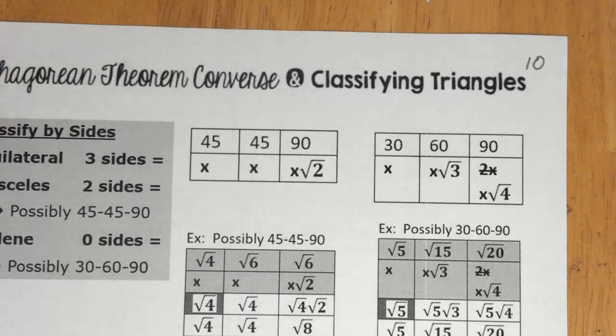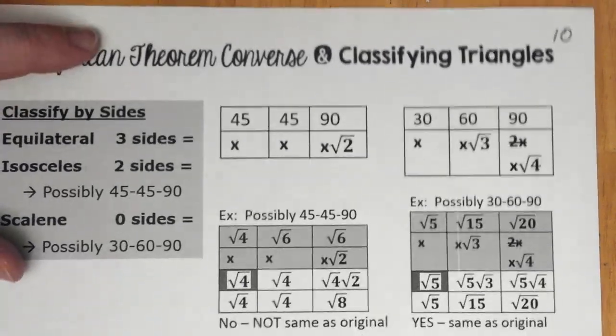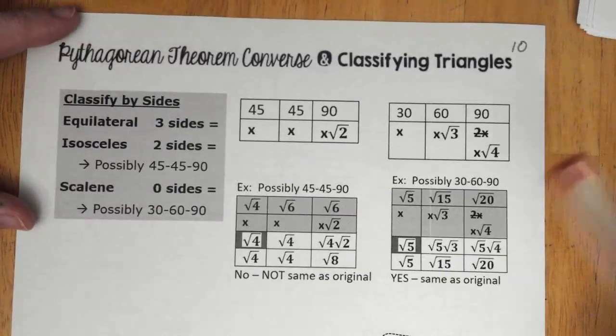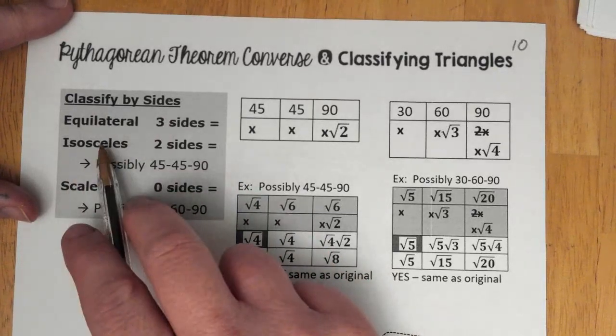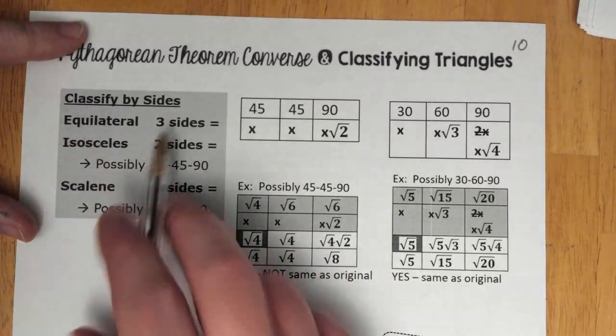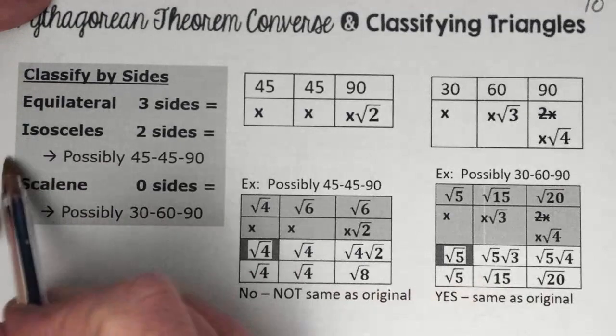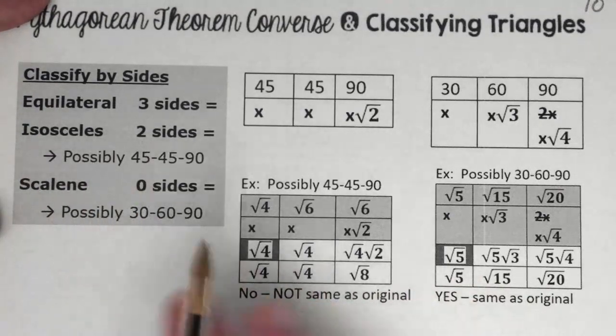All right, so page 10. This is a great part. Page 10, here we go. So page 10, we have classify sides, which you guys already know. Equilateral, that is 3 sides are equal. Isosceles, 2 sides are equal, and scalene, 0 sides are equal.